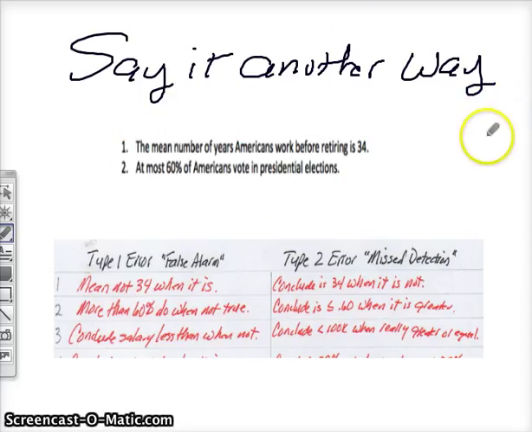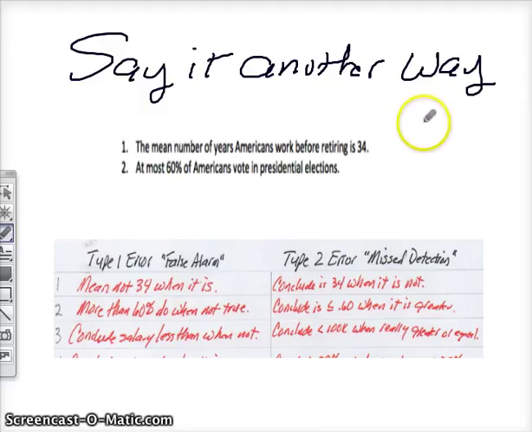Let's just do this problem first. Let's look at number 1. The mean number of years Americans work before retiring is 34. So a type 1 error would be the mean is not 34 when it is.